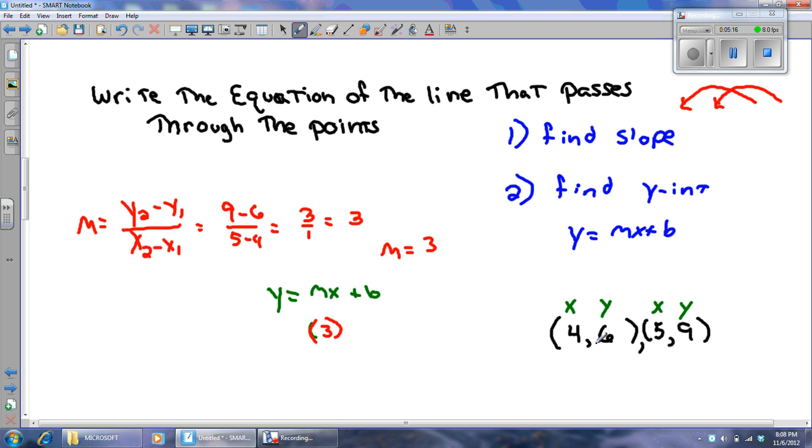I can pick one of these points. So I'm going to pick one of these points. Did you hear that? I'm going to pick one of these points. Matt, what am I going to do? I'm going to pick one of these points. I'm going to pick 4, 6.